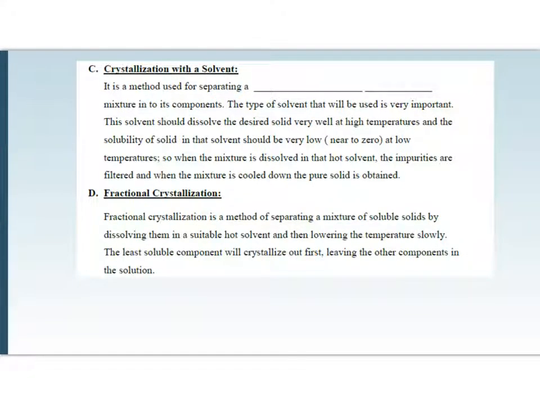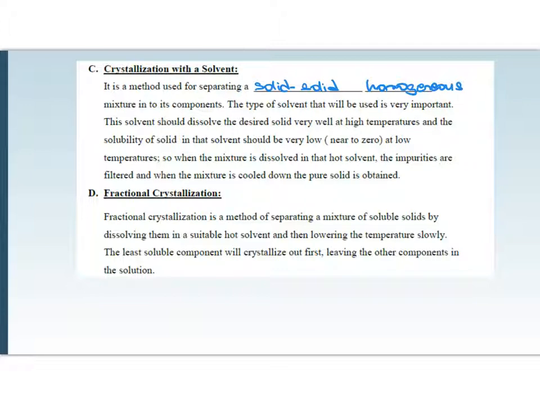Crystallization with a solvent. It's a method used for separating a solid homogeneous mixture into its components. The type of solvent that will be used is very important. This solvent should dissolve the desired solid very well at high temperatures, and the solubility of the solid in that solvent should be very low, near zero, at low temperatures. So when the mixture is dissolved in that hot solvent, the impurities are filtered, and when the mixture is cooled down, the pure solid is obtained.